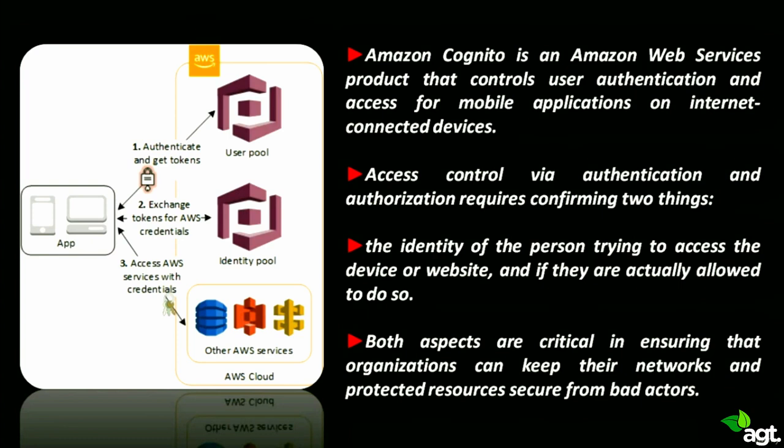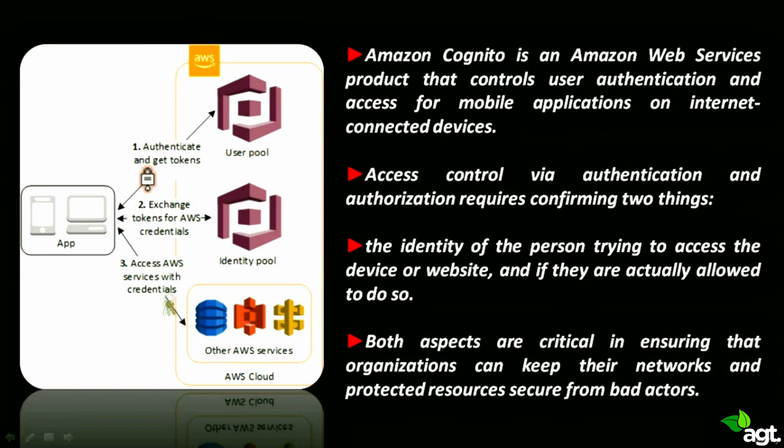Amazon Cognito is an Amazon Web Services product that controls user authentication and access for mobile applications on internet-connected devices. As we explained in the introduction session, the service saves and synchronizes end user data, which enables an application developer to focus on writing code instead of building and managing the backend infrastructure. So this can accelerate the mobile application development process.